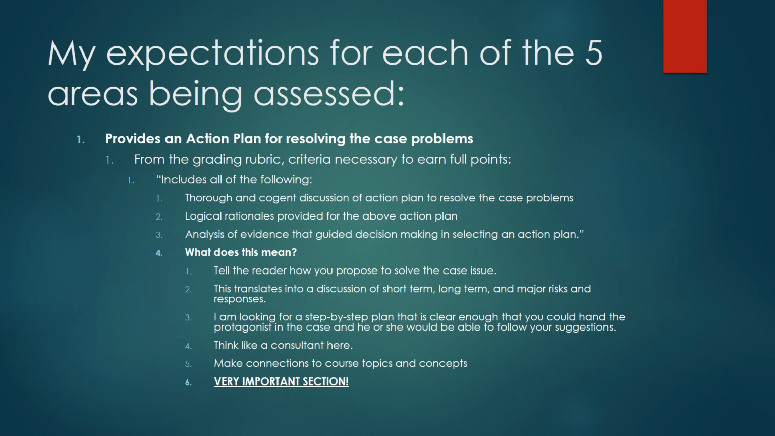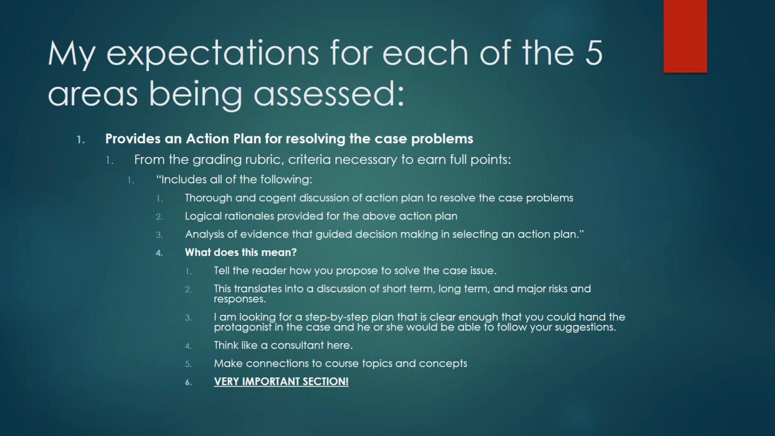So specifically, the portion on the grading rubric says, provides an action plan for resolving the case problems. From the grading rubric, the criteria necessary to earn full points, or excellent, the 5 total points, must include the following. First, thorough and cogent discussion of action plan to resolve the case problems. Second, logical rationales provided for the above action plan. And third, analysis of the evidence that guided your decision making in selecting an action plan.